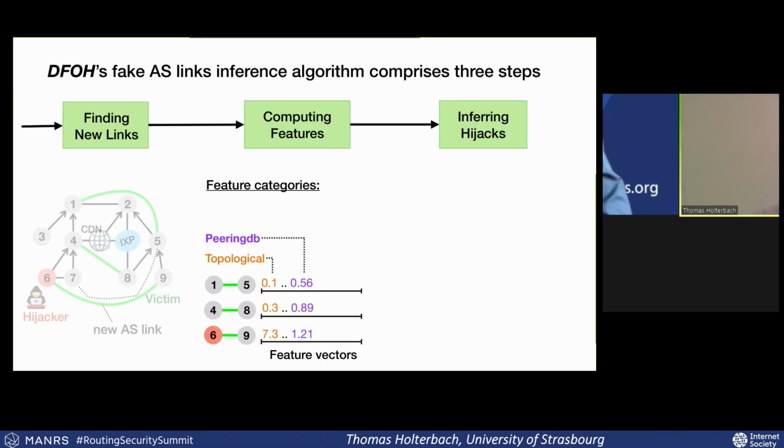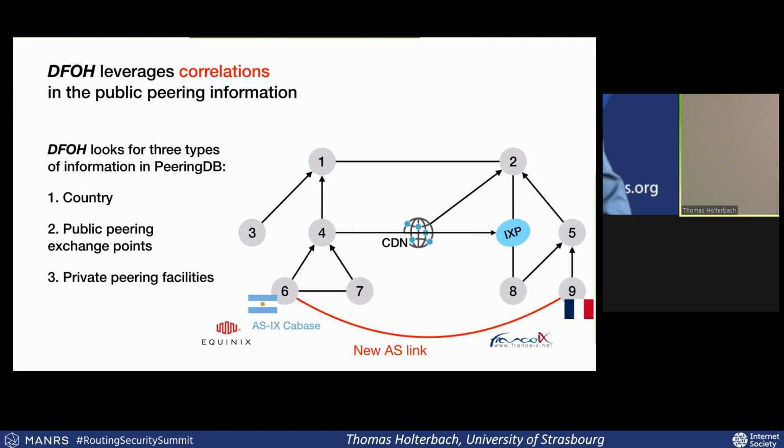Then we have PeeringDB features. Here, what DIFO does is leverage the correlations that can be found in the public peering information. For instance, two ASs that peer are very likely to share peering information. They might be connected to the same IXP, or they might be in the same country or in the same facility. And the other way around is true as well. Two ASs that are not supposed to peer together are unlikely to share peering information. For instance, in our previous example, AS6 and AS9 might be in different countries and might not share any IXP or facilities, which is a sign that they are not supposed to peer directly together.